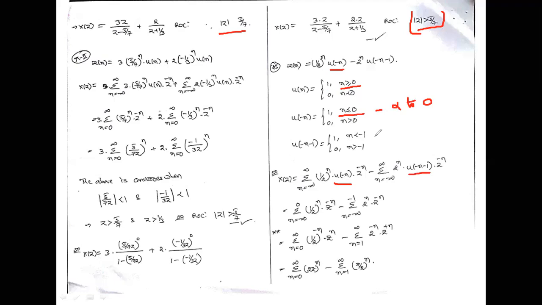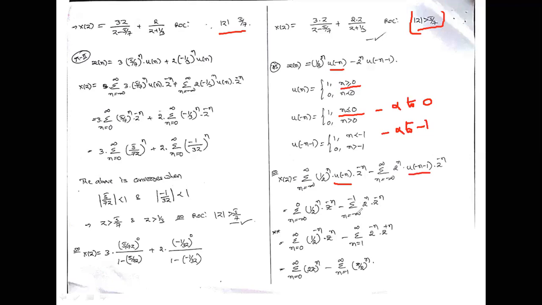Minus infinity to 0. And for this function, minus n minus 1 equals 1 for n less than minus 1, which is minus infinity to minus 1, the range. So see here, the sum from minus infinity to 0 of (1/2) to the power n z to the power minus n, minus the sum from n equals minus infinity to minus 1 of 2 to the power n z to the power minus n. Take this as a single function, (1/2 z to the power minus 1) whole power n, and for the minus, also change the limits here.